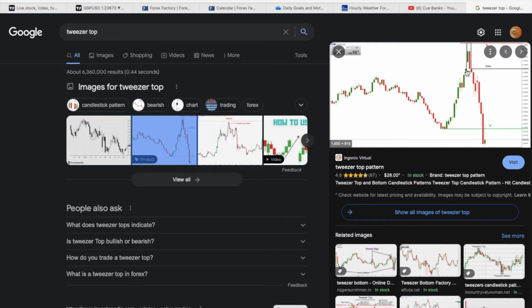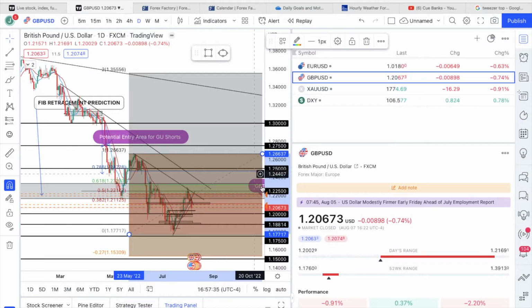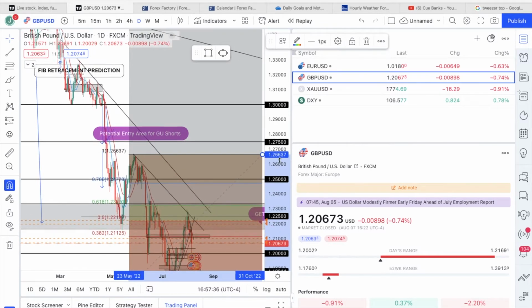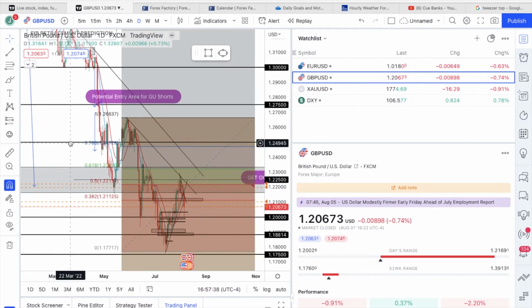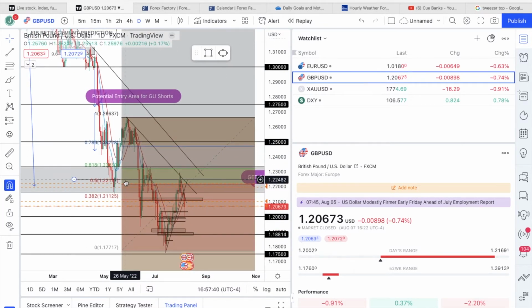A tweezer top pattern gives us confluence that more than likely the market will reverse. With a tweezer top pattern, we have a bullish candle, then a long bearish candle, and more than likely it will be an engulfing candle. If you can see right now, we're on the 0.5, an entry placed on the Fibonacci, plus we made a tweezer top, an engulfing candle.